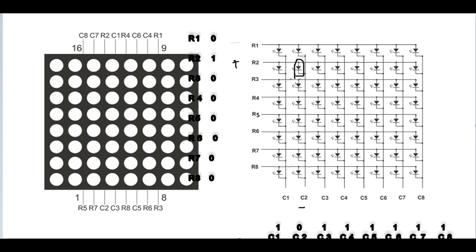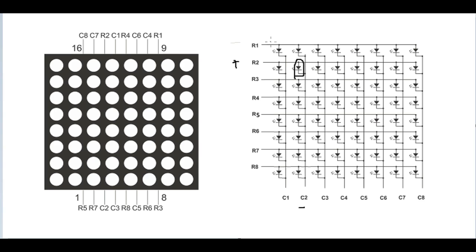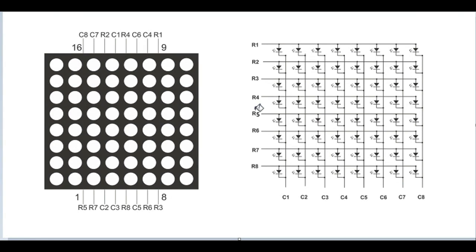But if I want to switch on R1 C1 and R2 C2 simultaneously, it is not possible in 8 by 8 or any other LED matrix, because if I want to on R1 C1 and R2 C2 at the same time, then these two other LEDs will also get on. So it is not possible to on all. So in that case we need to go for multiplexing.